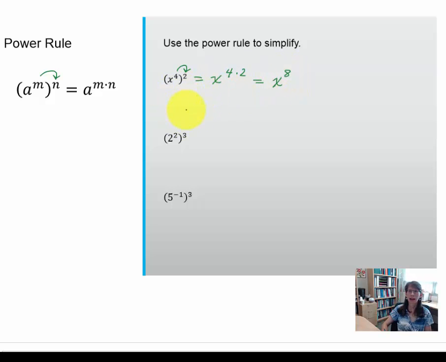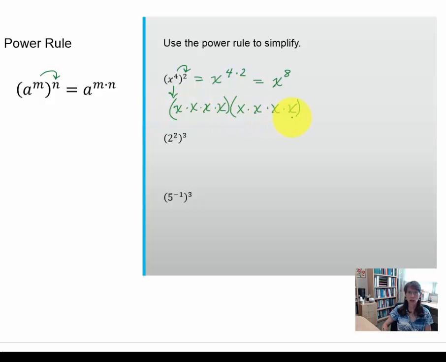So you might be wondering, how does that really work? How do we know that that's correct? So let's break it down. x to the 4th we know represents x times x times x times x. If you square that, it means you have two identical amounts. So we would have another x times x times x times x.